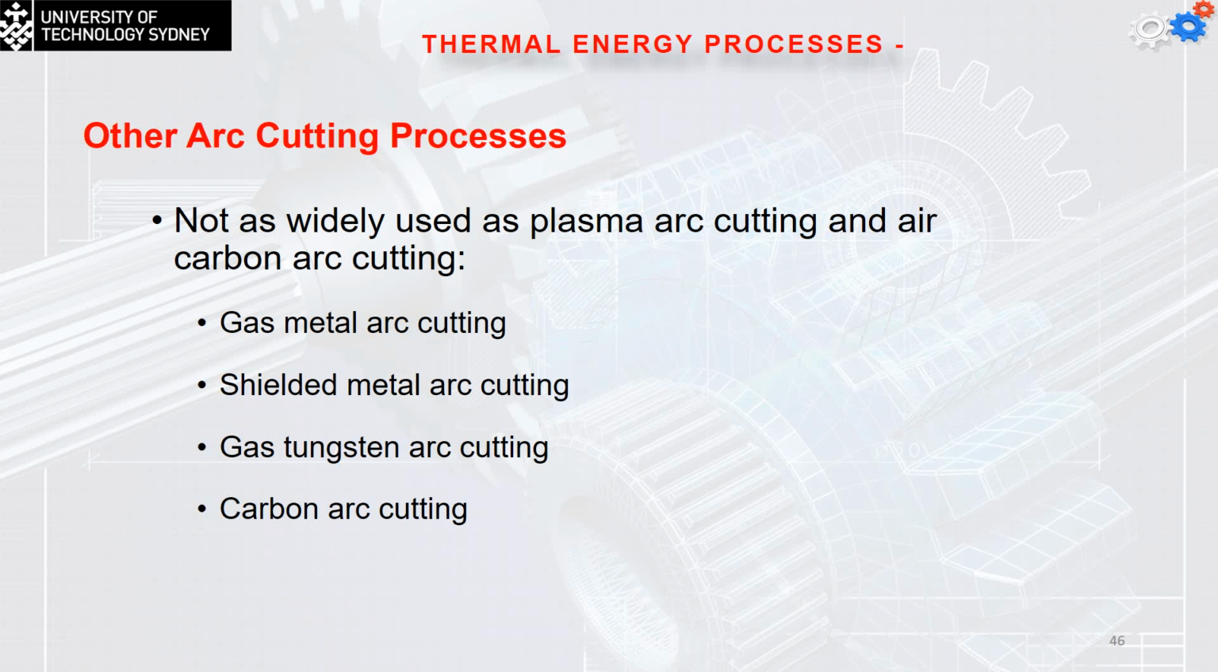Other arc cutting processes, which are usually not as widely used as plasma arc cutting and air carbon arc cutting, are gas metal arc cutting, shielded metal arc cutting, gas tungsten arc cutting, and carbon arc cutting.